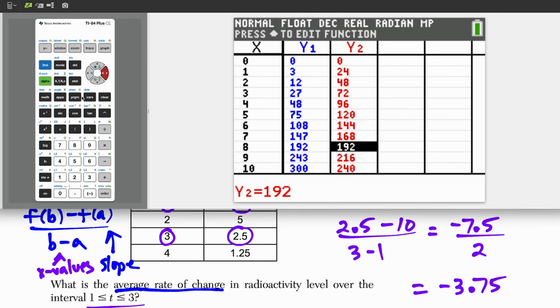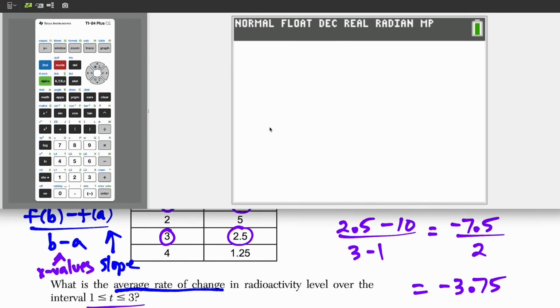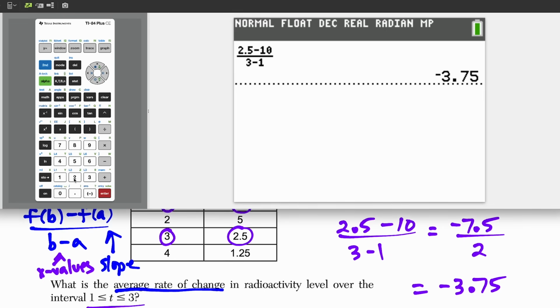If you want to see how to do this on the main screen of the calculator, we press second mode to go back to the main screen. And I'm going to press alpha y equals enter to pull up a fraction. And then I just do 2.5 minus 10, and I'm dividing by 3 minus 1. Now, the reason why I like to use alpha y equals enter is I see students make mistakes like this all the time.